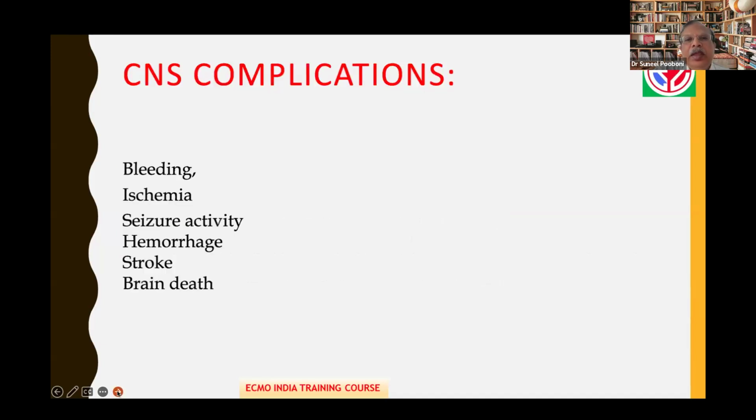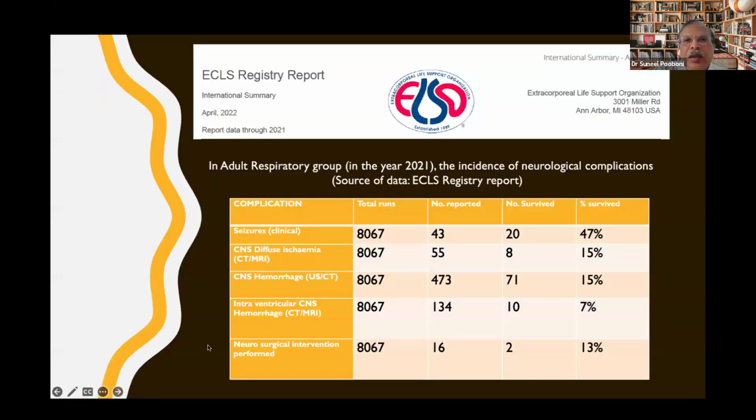The CNS complications which ELSO has decided to watch are bleeding, ischemia, seizure activity, hemorrhage, stroke, and brain death. So for each and every patient that goes on to ECMO and the data gets reported to ELSO, people have to submit data regarding these 6 parameters to the ELSO registry.